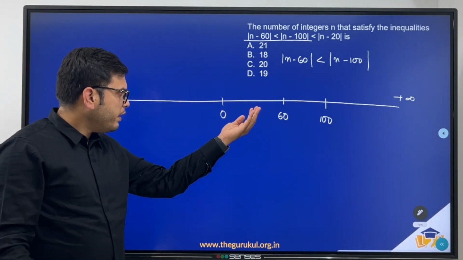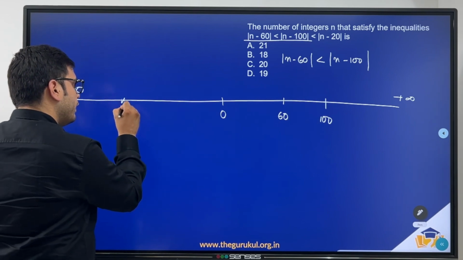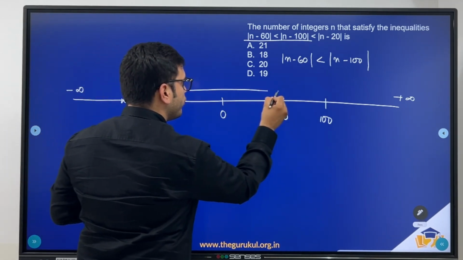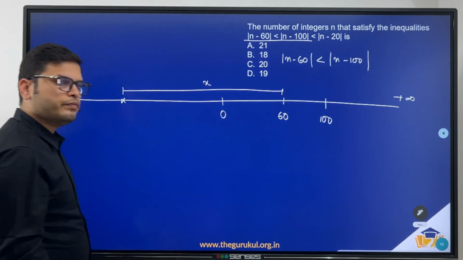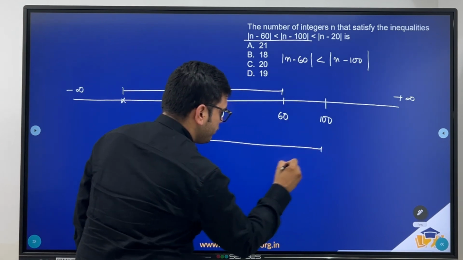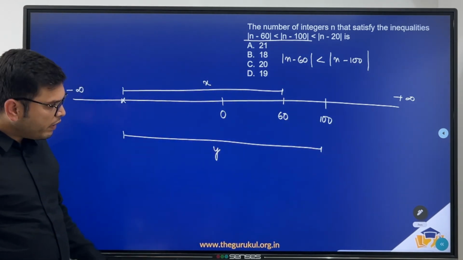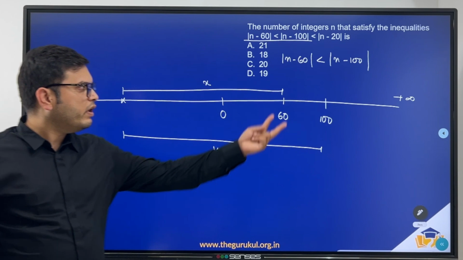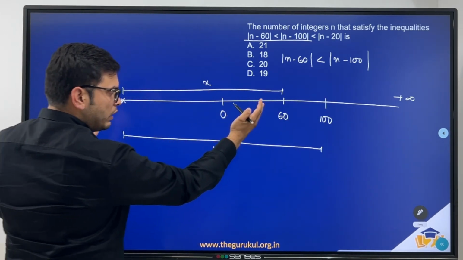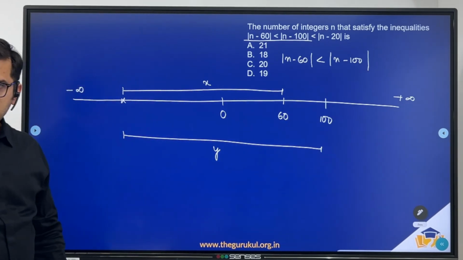Now, let me take a point on the negative number line. Let me take a point here. Now, what would be the distance between these two? Let this be x. The distance between the point and 100, let this be y. Now, I can say that y is greater than x and we need that. Now this is when the point is to the left of 60.